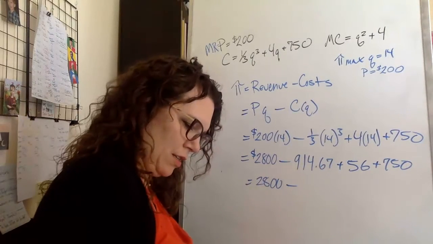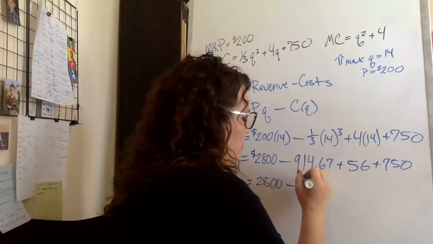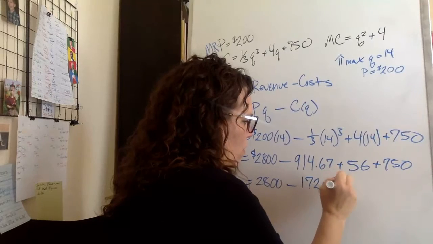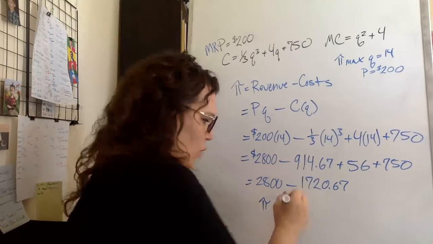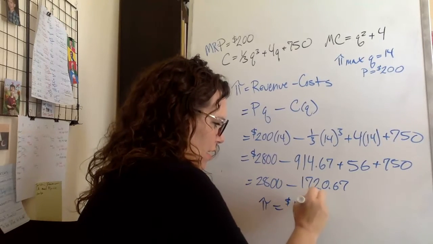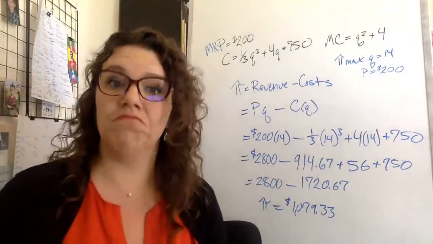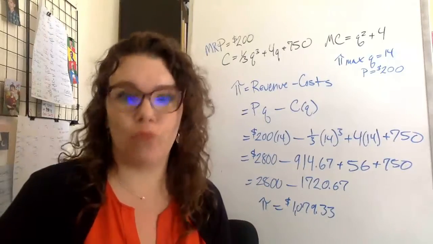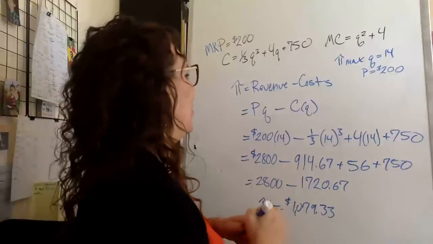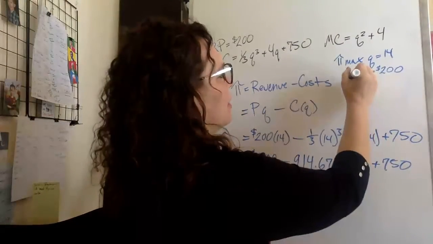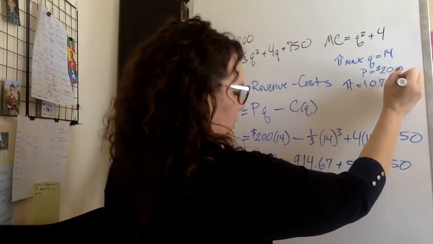It's going to give us $2,800 minus 1726.7. So profit is equal to $1,079.33. Cool? Straightforward, right? Just solve it, round. Don't make an algebra mistake. Don't make a math mistake, right? So now we have our profits. They are $1,079.33.